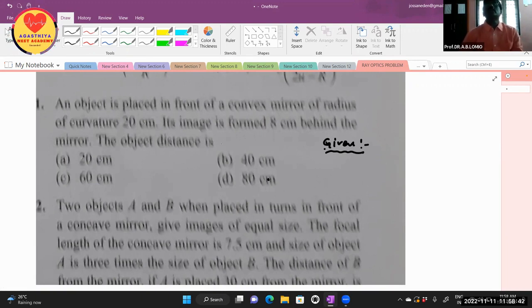For a convex mirror, usually the object will be placed on the left-hand side of the mirror. The distance is measured from the pole to the object. Therefore, it is considered a negative value. Therefore, u is equal to minus 20. Oh, radius of curvature, sorry. The object is in front of the convex mirror of radius R.